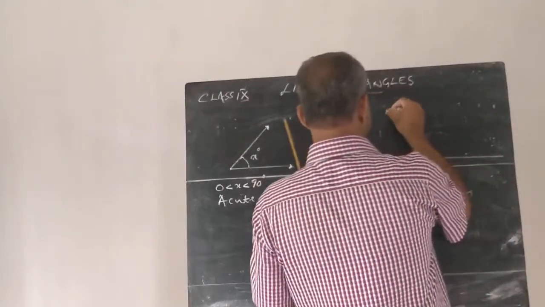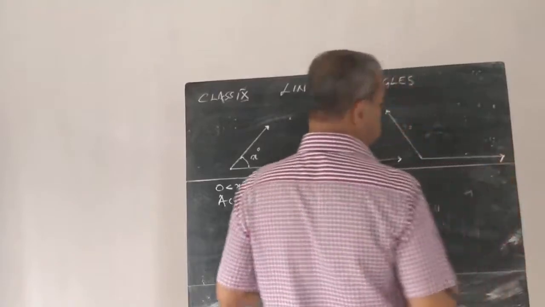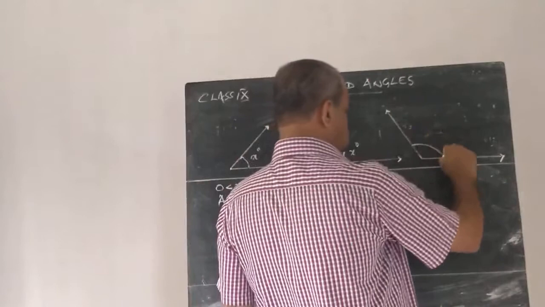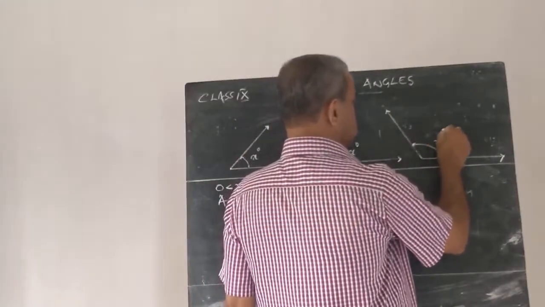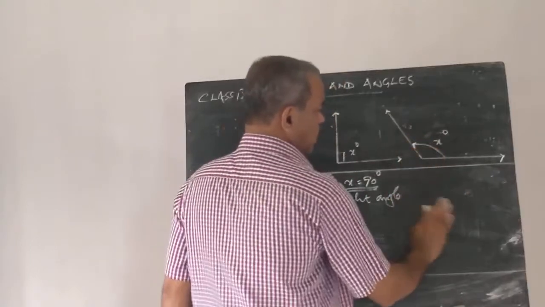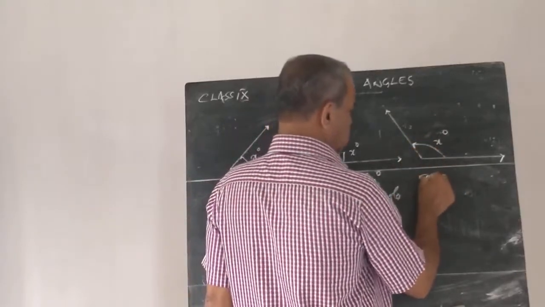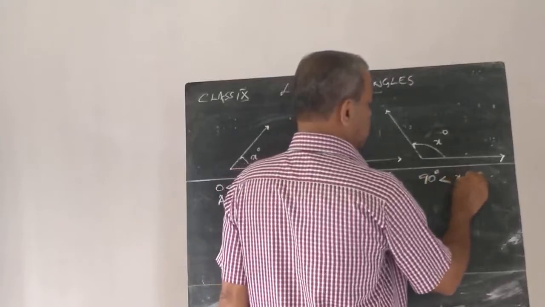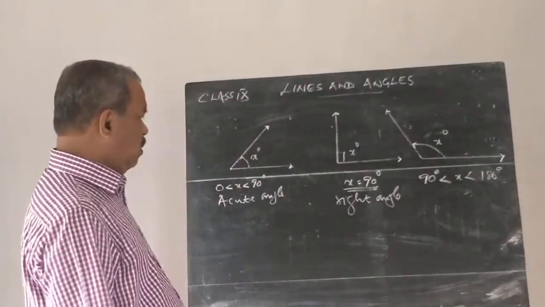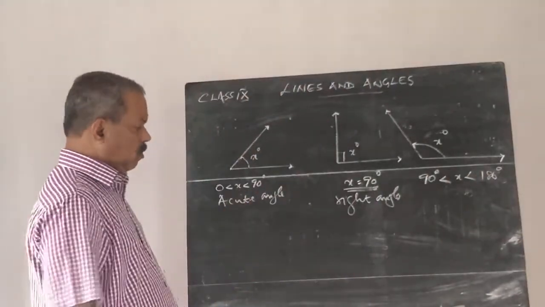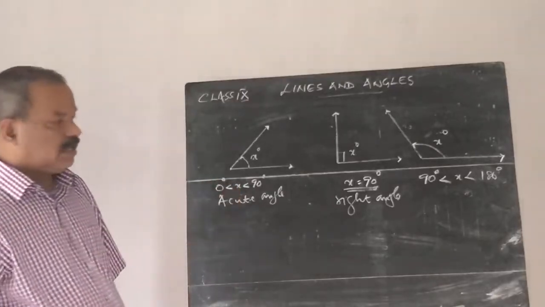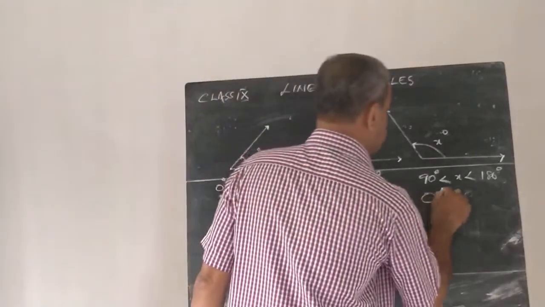Now let us consider an angle whose measure is greater than 90 but less than 180, x degrees. What do you call such an angle? Here x lies between 90 and 180. It is an obtuse angle.